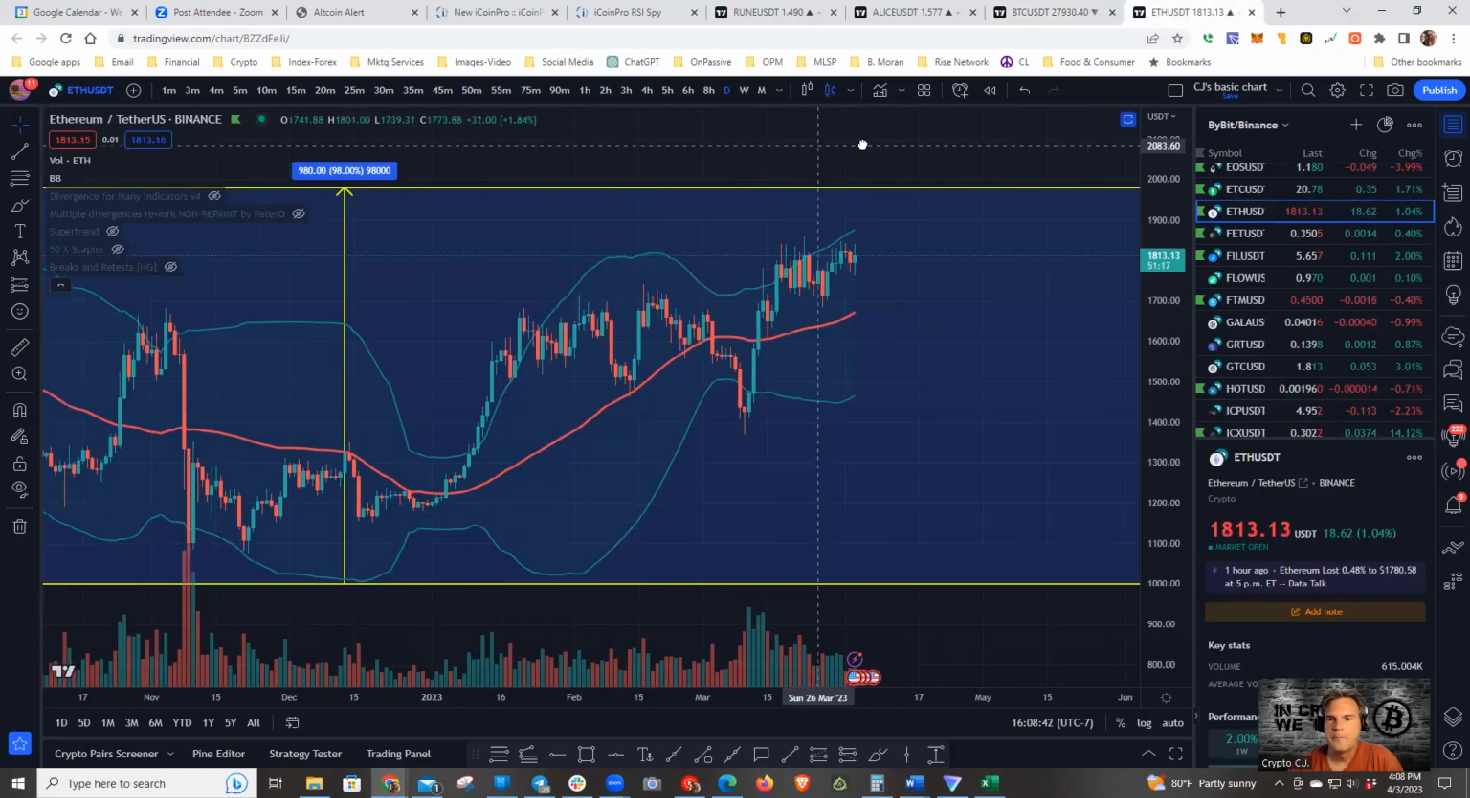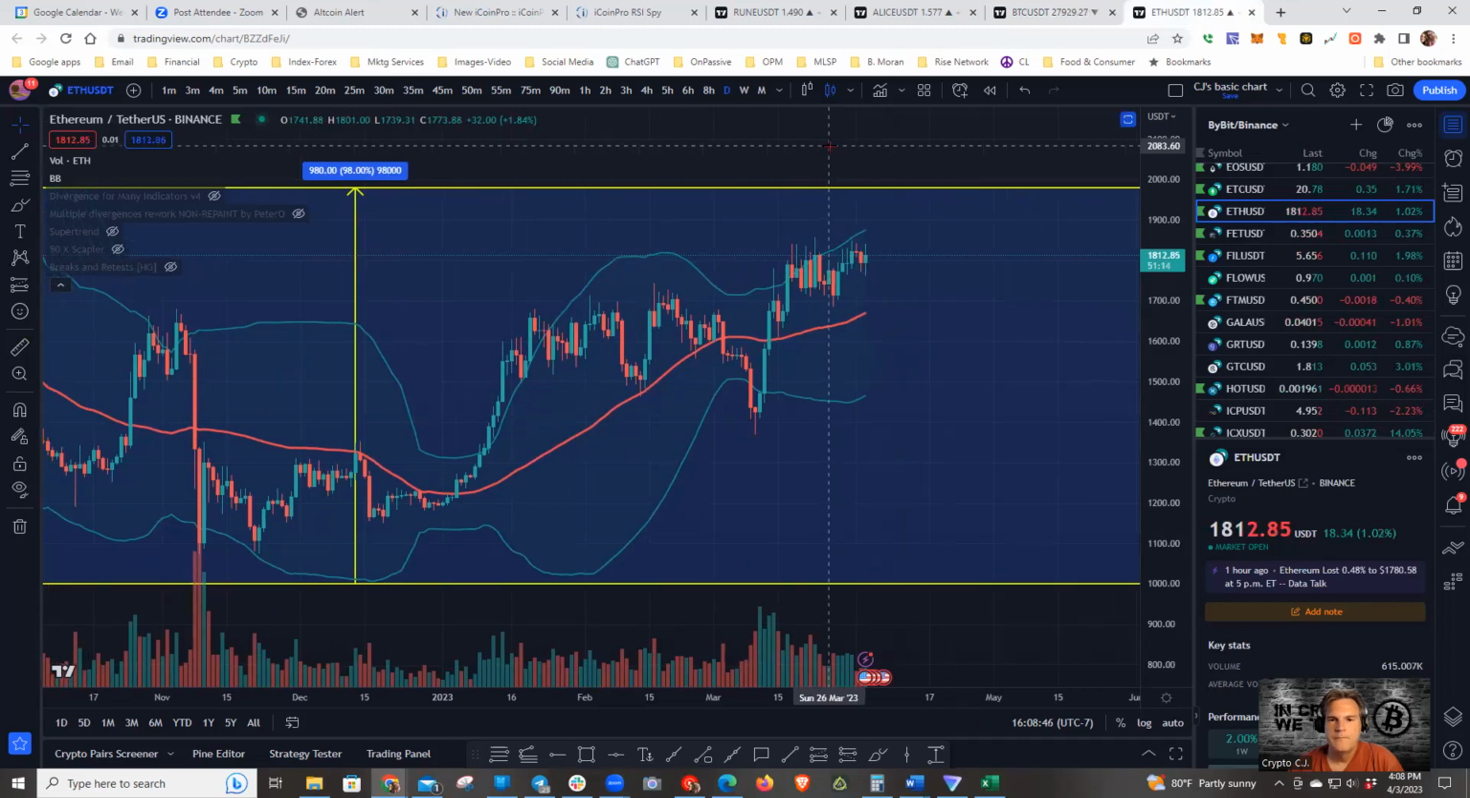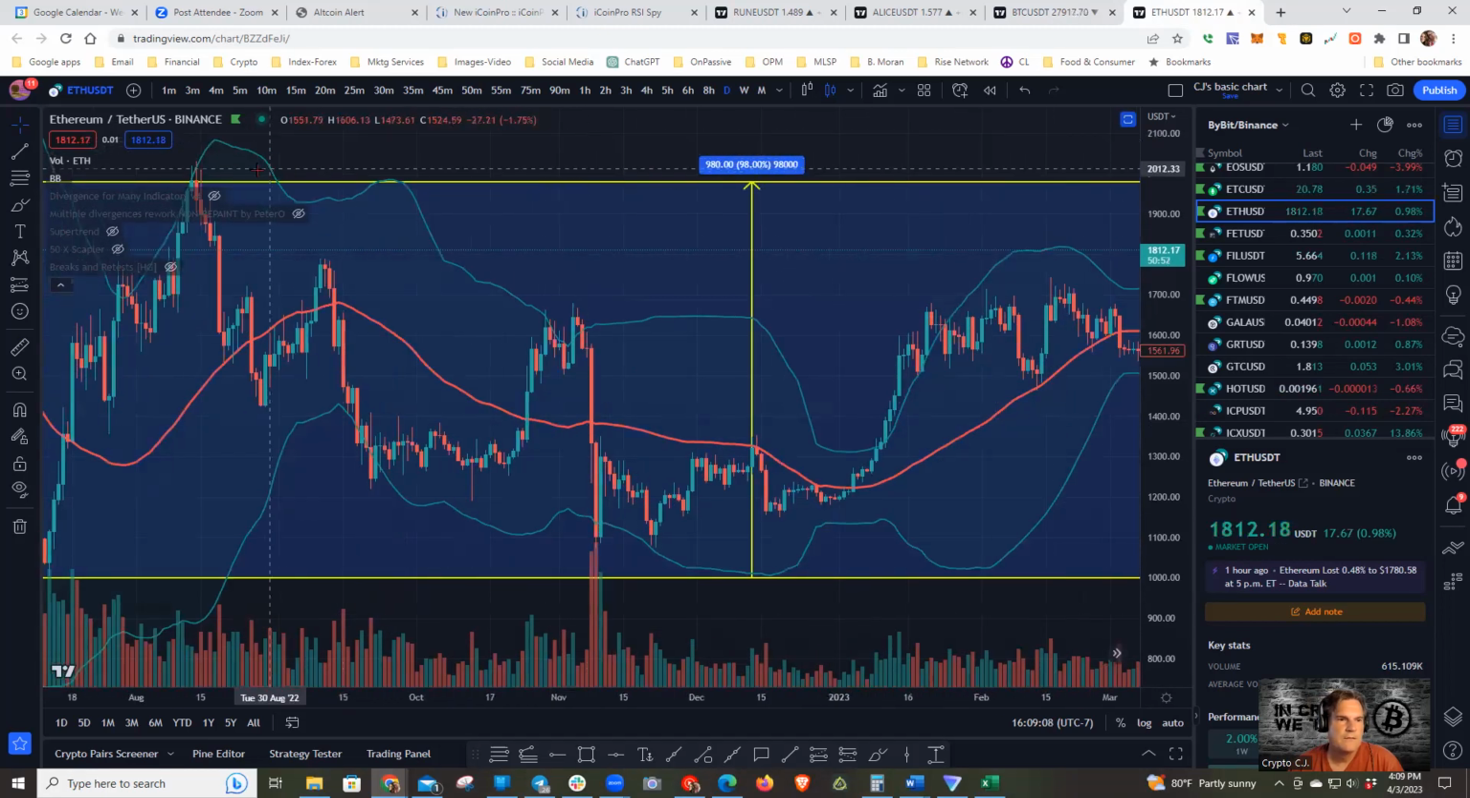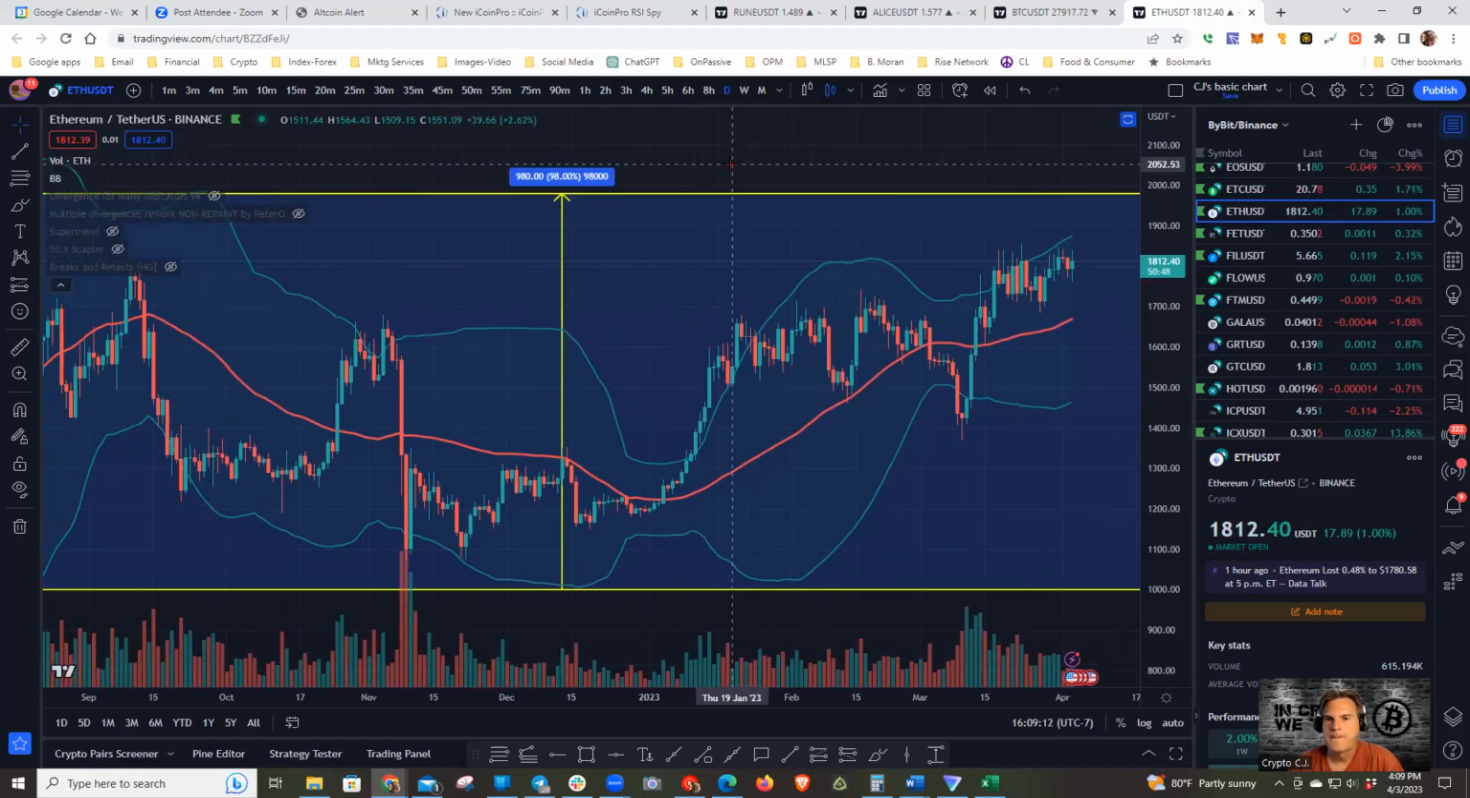On Ethereum, we've got a similar area of resistance right around 1835, and it's going to take some effort to get us above that and closer to 2000, which is the top of the support area here since quite a while. Yeah, since August.